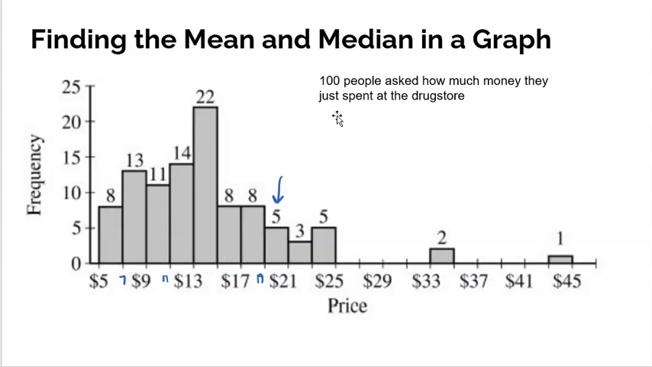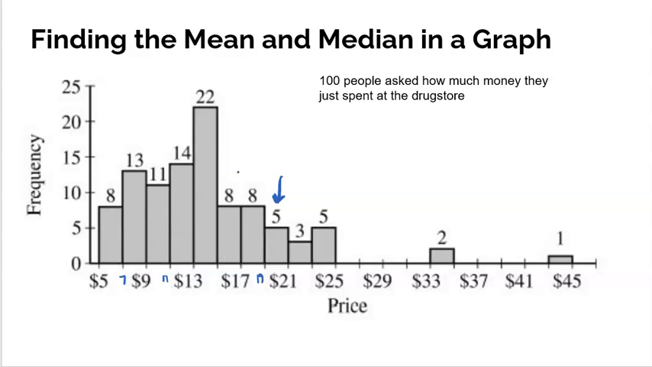So how do I find the mean of this data? Well, you can't. Remember, to find the mean, you actually have to know every single value. And with the histogram, I don't know every value. I know 5 people spent between $19 and $21. I don't know what they actually spent. I just know that they were in that bin. So unfortunately, I cannot actually calculate the mean.